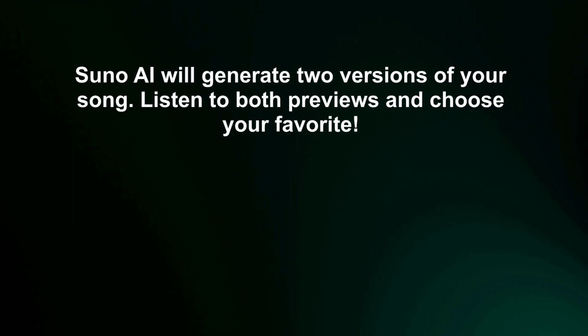Suno AI will generate two versions of your song. Listen to both previews and choose your favorite. If you love it, download the song. You can choose to download the audio or the video version.